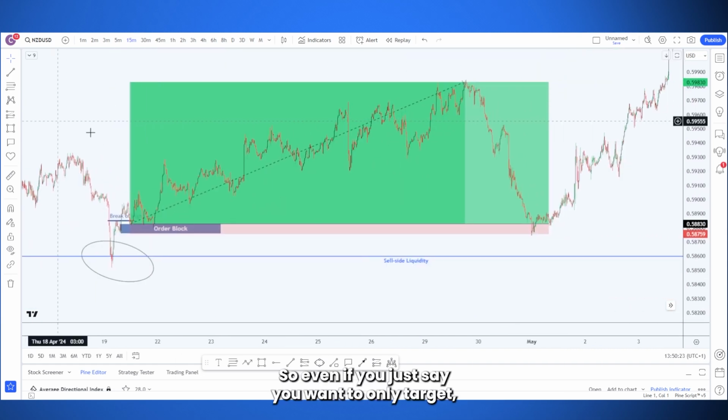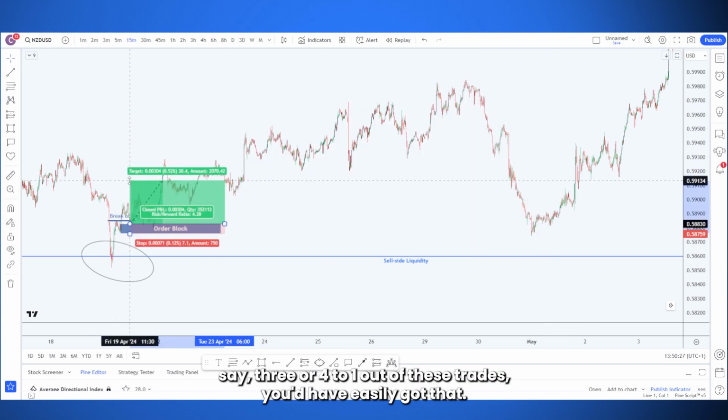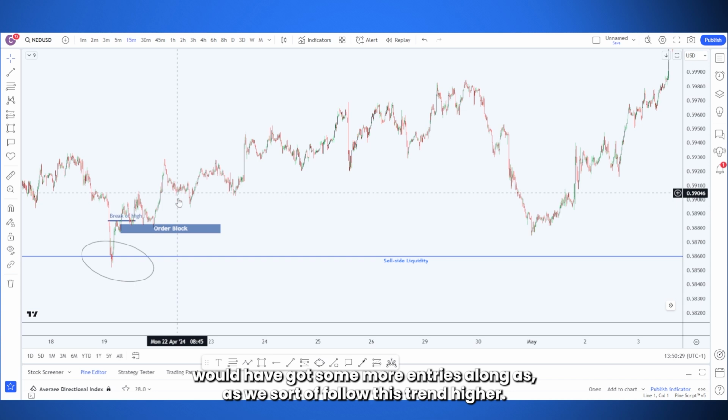14 to 1. So even if you just say you wanted to only target, say, 3 or 4 to 1 out of these trades, you'd have easily got that. And you actually probably would have got some more entries along as we followed this trend higher.